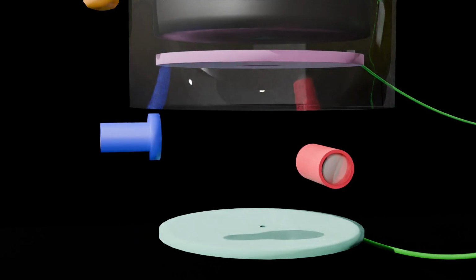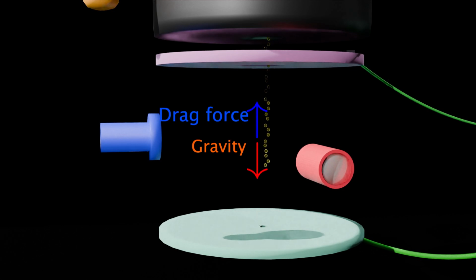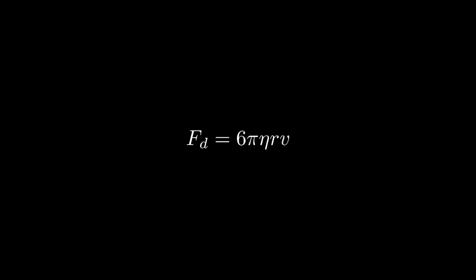When we spray the oil droplets, they descend due to gravity and pass through a hole to enter a region between the plates, where the electric field can be applied to them. As they move downward, they are subjected to two forces, gravity and drag force. The drag force is described by Stokes' law, which states that the drag force is equal to the product of air viscosity, the radius of the droplets, and their relative speed.